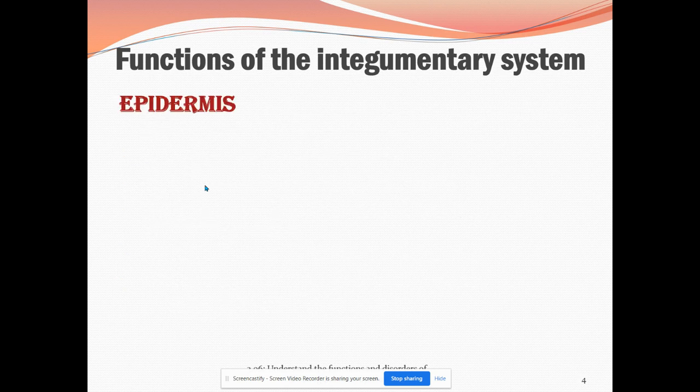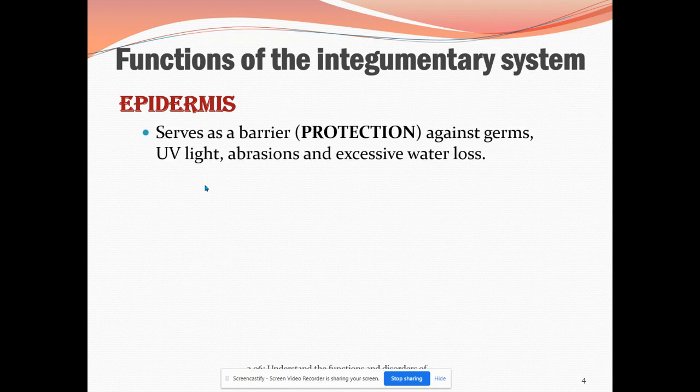So now the 3 different layers and kind of which function goes with what. So the epidermis being the outermost layer, the avascular dead skin cells on the outside, they're your big protection barrier. Because it's on the outside, it's what's really protecting you. So against germs and the sunlight, radiation, scratches, dehydrating, it's your protection.